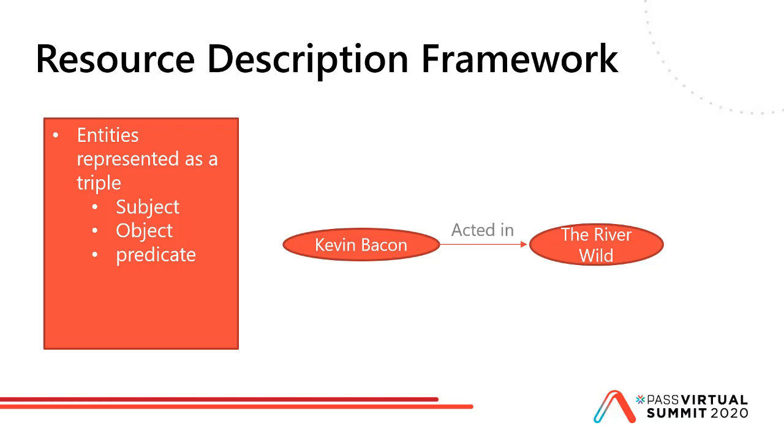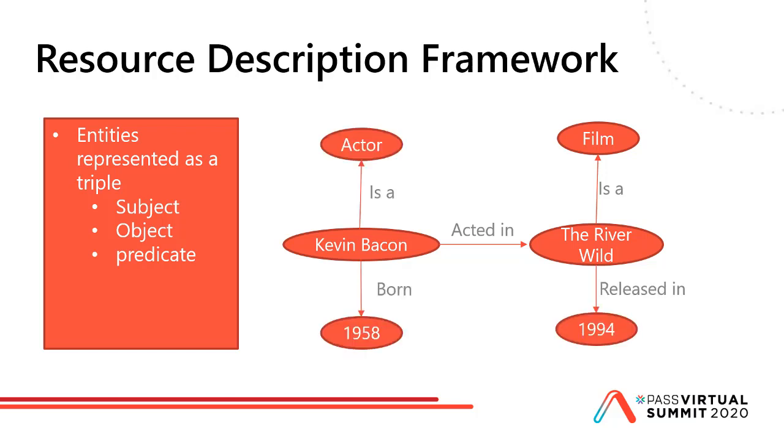Next, we would like to understand what the River Wild is. Now we know it's a film, so let's have a look at how we would model that. We begin with the subject, which this time is the River Wild. The object would now become film, and the predicate would be "is a". This would give us a triple of the River Wild is a film. We will continue to add new items of information in this way, finding in this model that we can see that Kevin Bacon is an actor born in 1958 who acted in The River Wild, a film released in 1994.